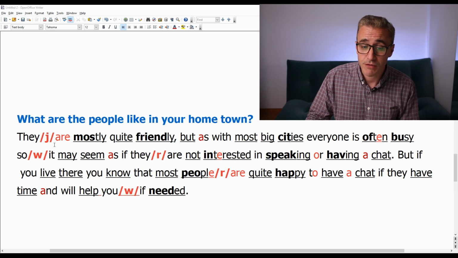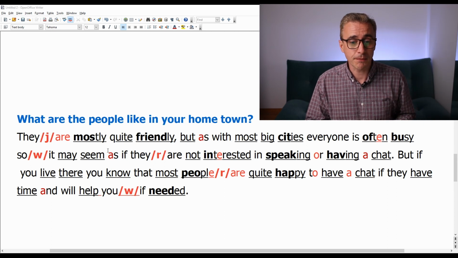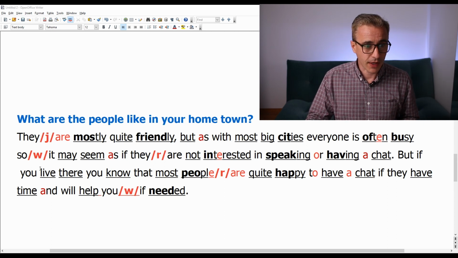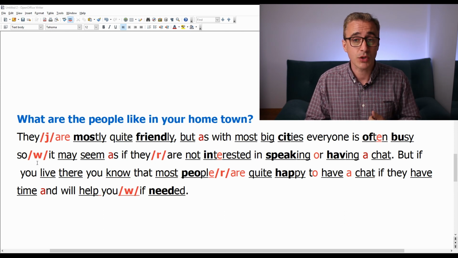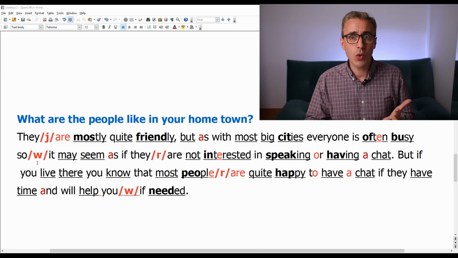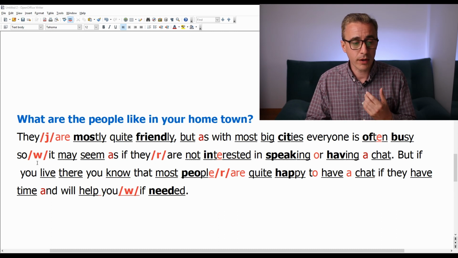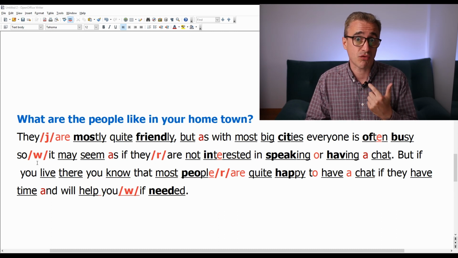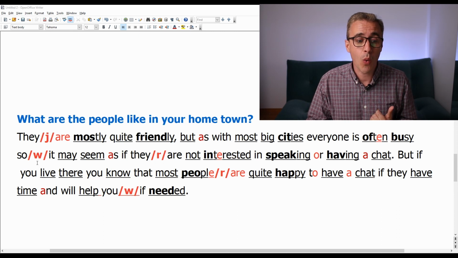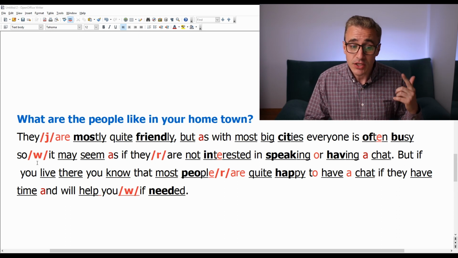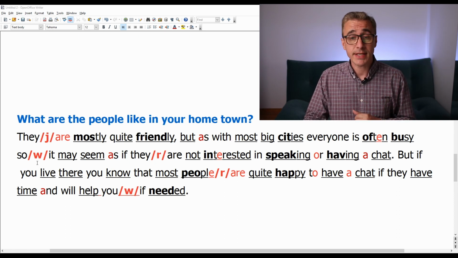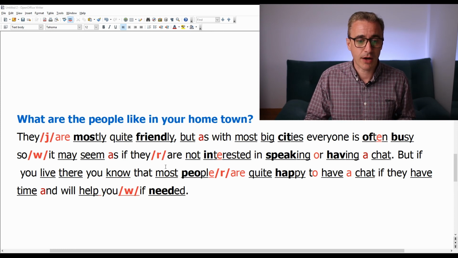They are mostly quite friendly. The other connected speech we have here is, so now we have the w sound, we've got around the lips, w, and that's because "so" actually ends in an o sound, which we round the lips, a rounded vowel. So, w. So it makes it easier to go "so it, so it may seem." And then we have the R insertion again.